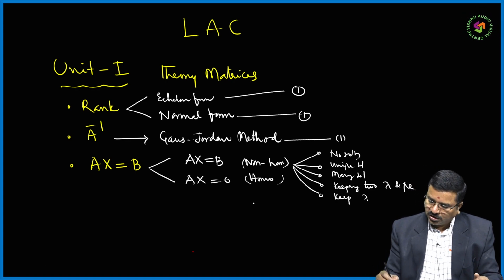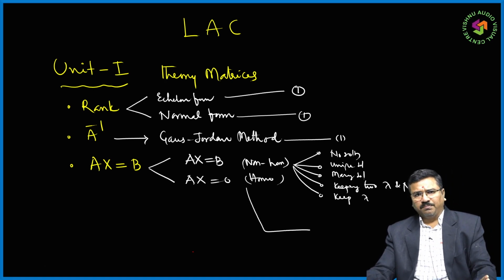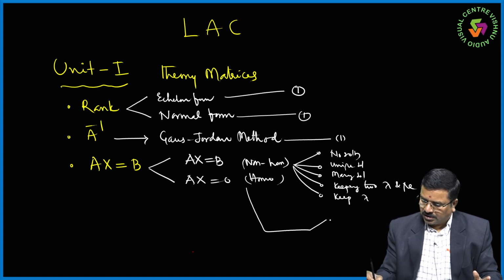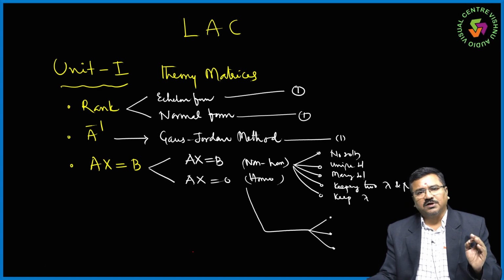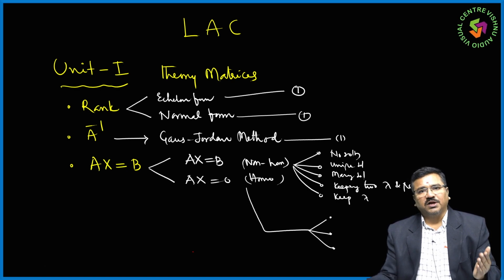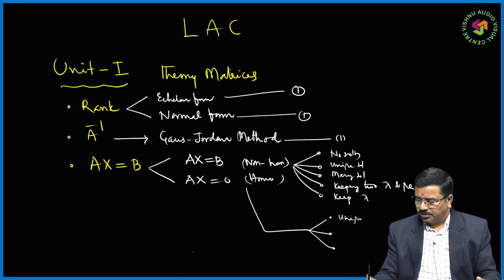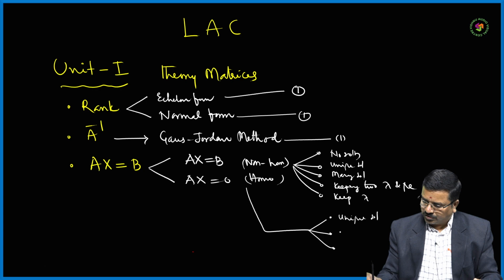Coming to the homogeneous system, we have 3 different types of problems. The homogeneous system is always consistent. The only thing to find out is whether it has a trivial solution or a non-trivial solution, that is, whether it has a unique solution or many solutions. The first is the unique solution, that is called the trivial solution. In the second case, we have the many solutions problems.